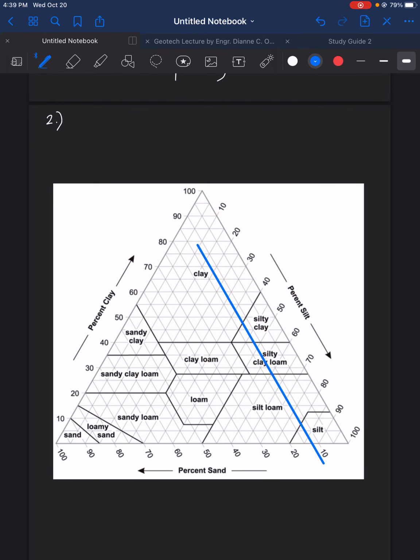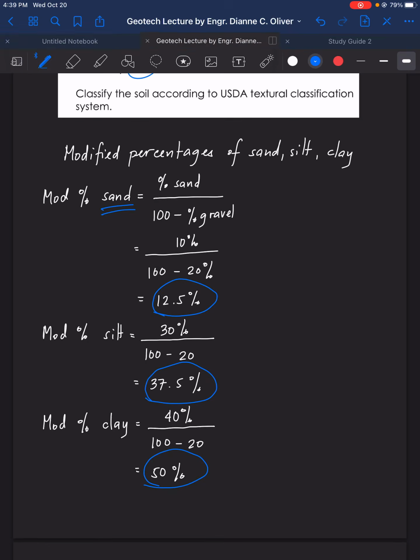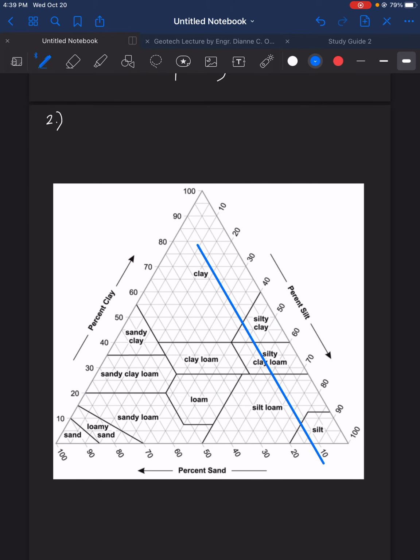Say here. That is 12.5%. How about the other one? We need the percent of silt. We have 37.5. 37.5 silt. Here is the silt. So that is between 30 and 40. 37, so this is 35. So we can assume that the 37.5 is located here.